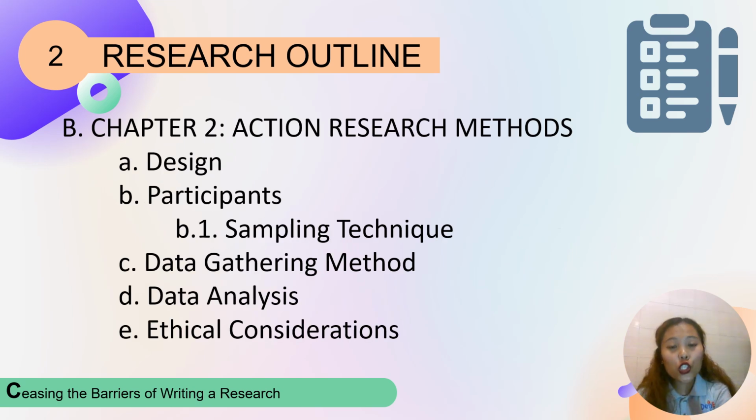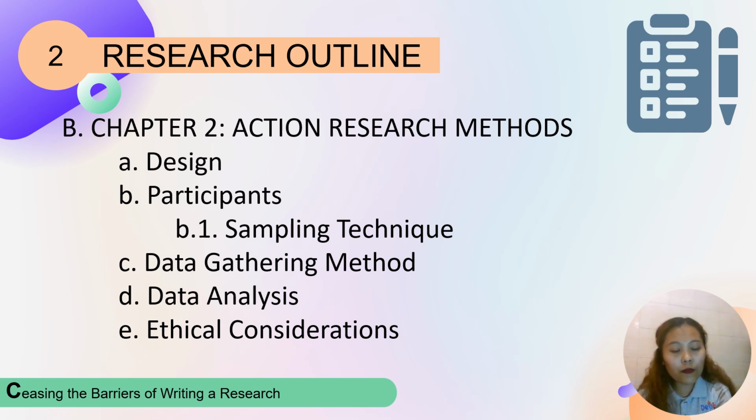Okay, now for chapter 2, this is now the action research method. So these are the parts of chapter 2. The first part is the design, whether it is qualitative research or quantitative research. But action research usually dwells with quantitative research. And then the next part is participants, wherein you're going to also mention the sampling technique that you use in choosing your participants.